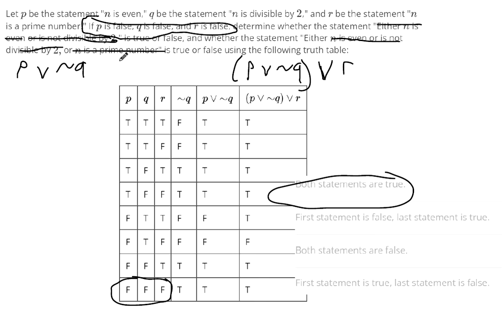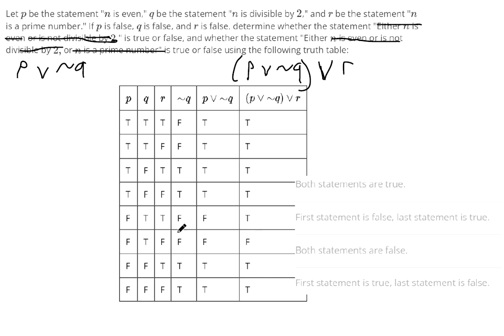They might say if P is true, Q is false, and R is false. Then you would look at this row and reach the same conclusion. Both are true. Okay. So it really depends on which row they are talking about in these questions. In this one, they wanted P, Q, and R all to be false, so that's why I looked across this row and said, hey, the first statement is true and the second statement is true.